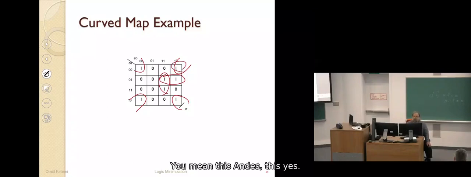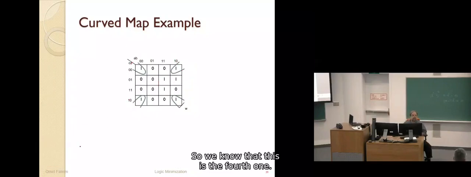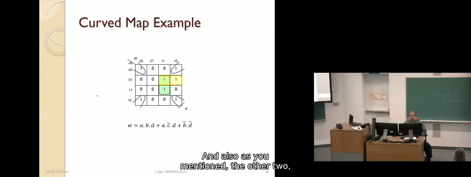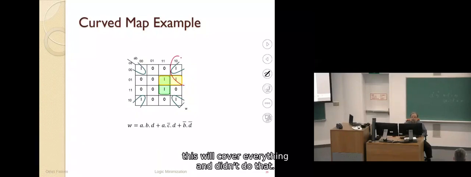These two, you mean? This and this? Oh, yes, this one. Yes, you are right. This is also another implicant. So let's put a color for that so we know. So this is the four one. So these two, and also, as you mentioned, the other two, which I didn't draw because these will cover everything.